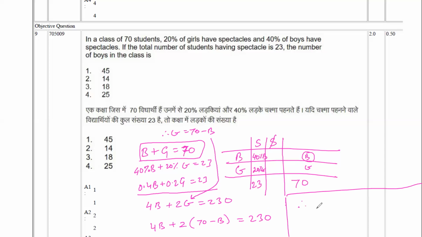Therefore, 4B plus 140 minus 2B is equal to 230. So 2B is equal to 230 minus 140. So that is 2B is equal to 90. So B is 45. Total number of boys is 45. Job done. Last question.